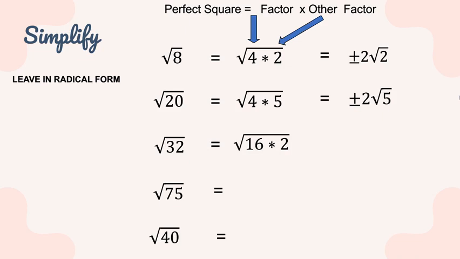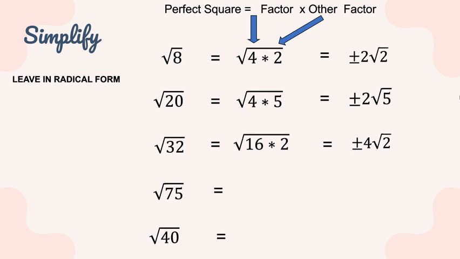Now I can take the square root of 16 and the square root of 2. Well, the square root of 16 is plus or minus 4. I can't take the square root of 2, so my answer is plus or minus 4 times the square root of 2. Now we move on to 75. Okay, what is the largest perfect square that I know that goes into 75?